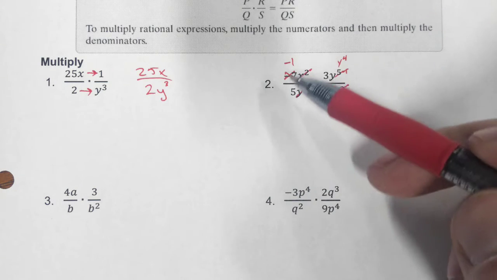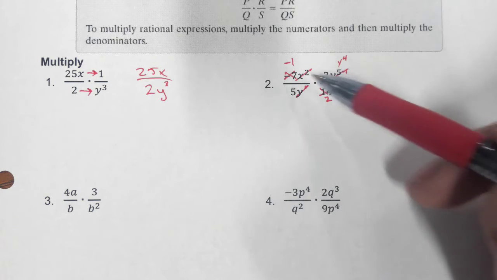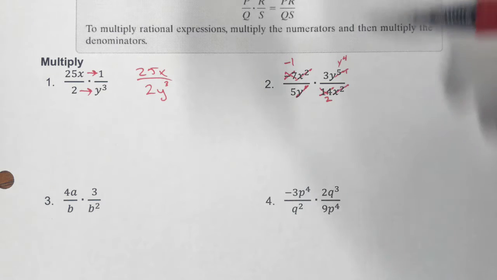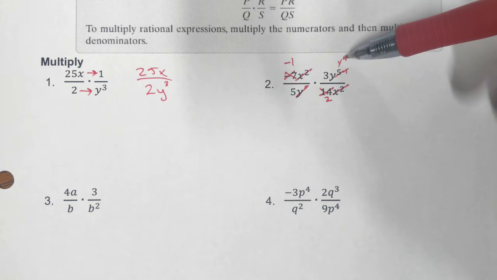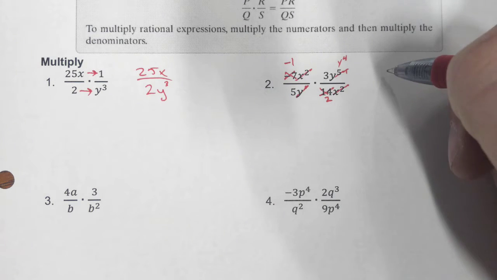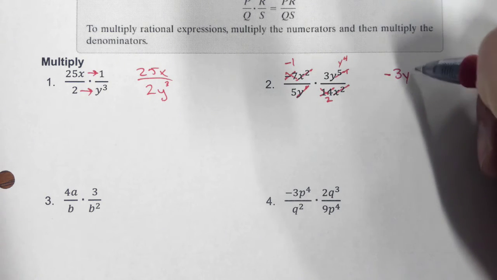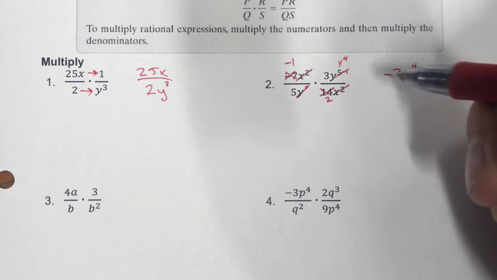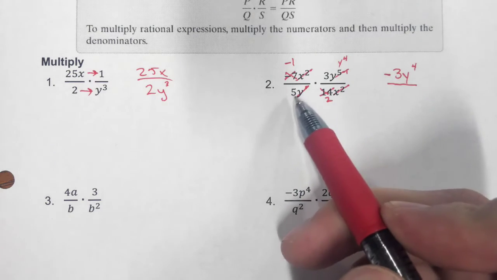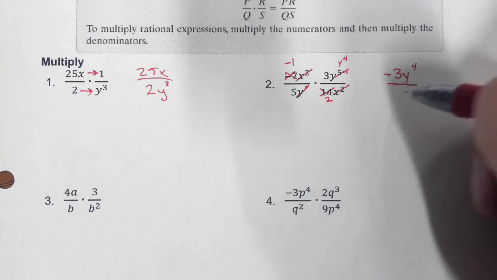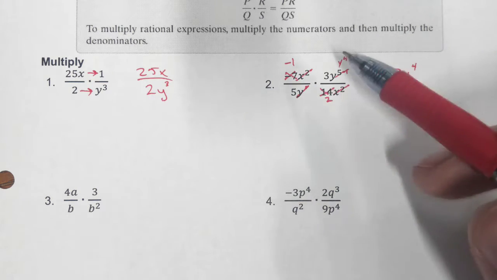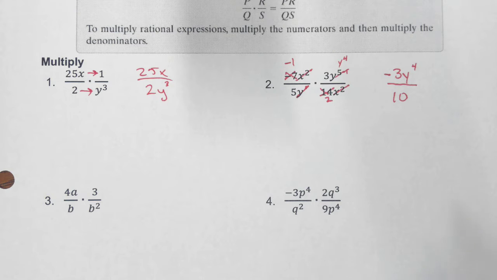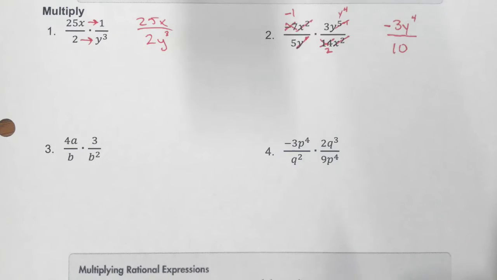So this is a little bit messy, so you just got to be paying attention to what's left and don't forget anything. So I've got negative 1 times 3 y to the 4th. If you multiply that out, that's going to be negative 3 y to the 4th. On bottom, it looks like I just have a 5 and a 2 left. 5 times 2 is 10. And again, I know this answer is my final answer because I did all of the reducing I could before I multiplied.